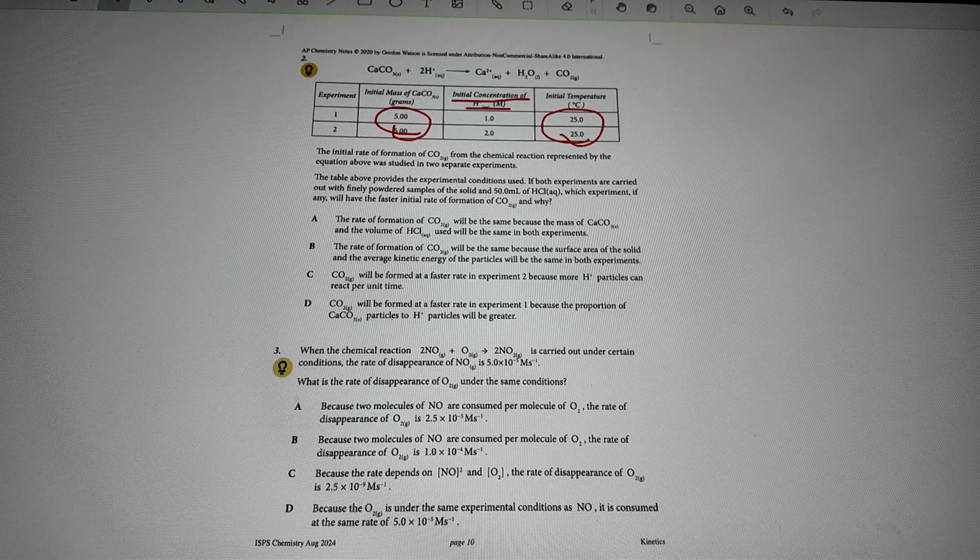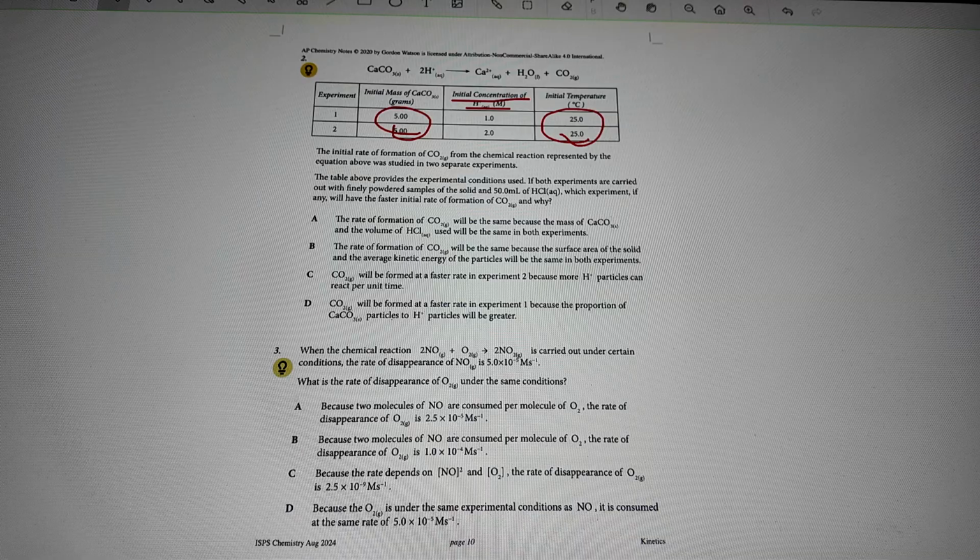Okay, so the key here would be the initial rate of formation of CO2 from the chemical reaction represented in the equation above in two separate experiments. The table provides the experimental conditions used. If both experiments are carried out with finely powdered samples of the solid and 50 milliliters of HCl aqueous, which experiment, if any, will have a faster initial rate of formation of CO2? Okay, well, I think we went over this in class.